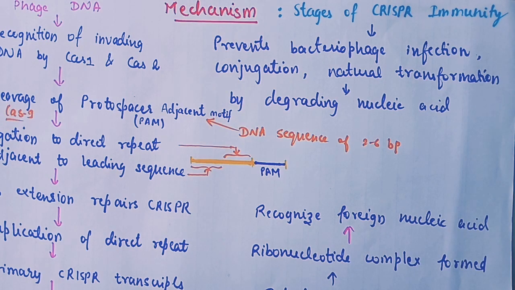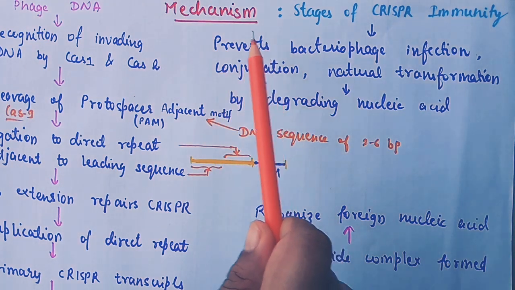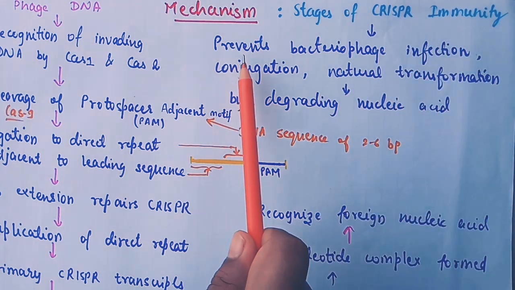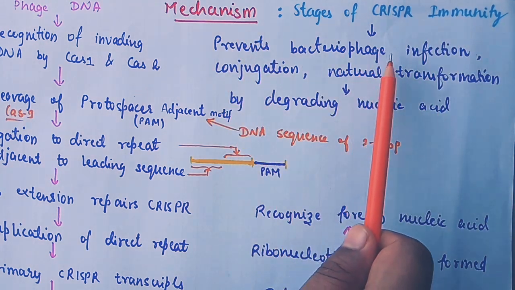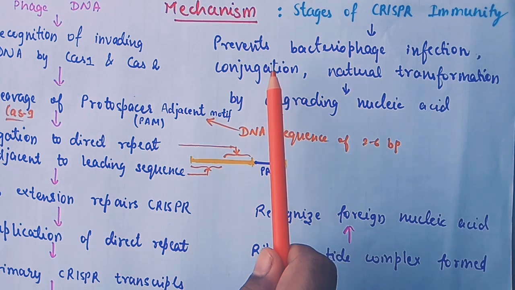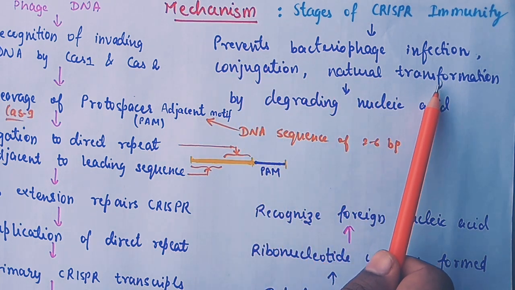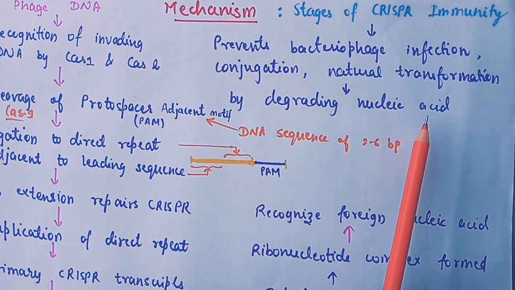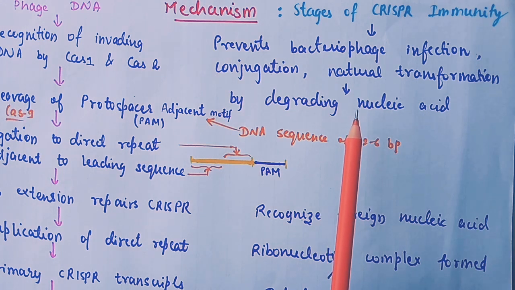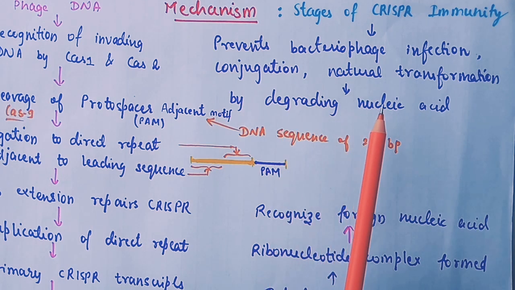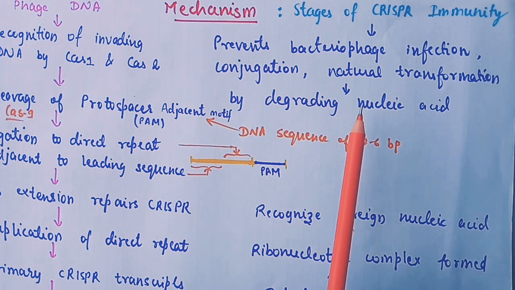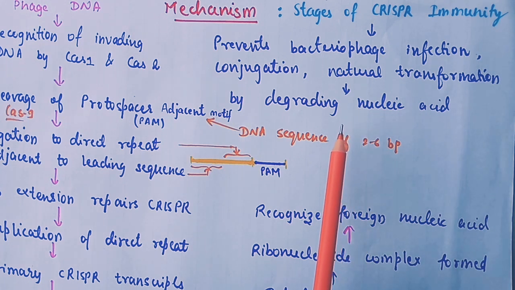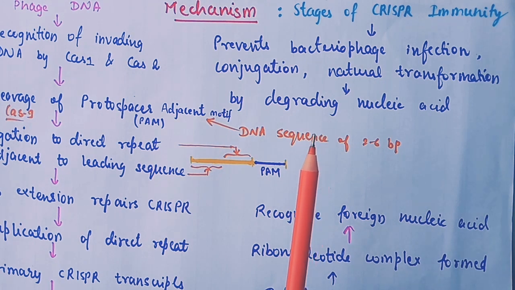So overall, we can say that this CRISPR immunity prevents bacteriophage infection, conjugation reaction, and natural transformation by degrading the nucleic acid. So the main role of CRISPR is to degrade the nucleic acid, prevent the virus from entering inside and staying there, and to provide acquired immunity.